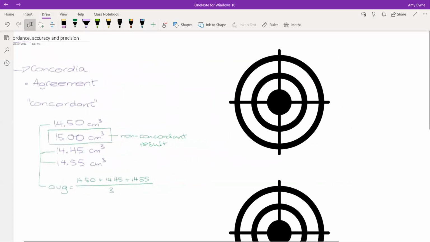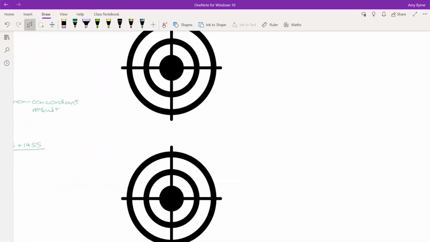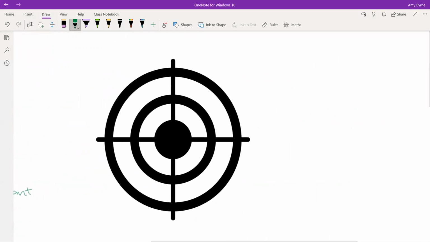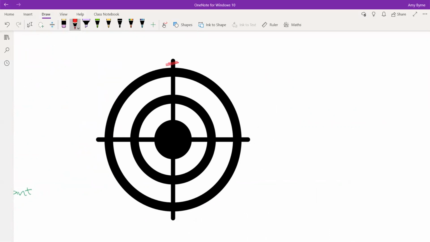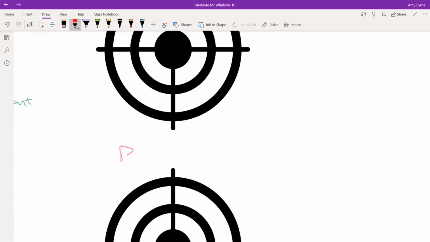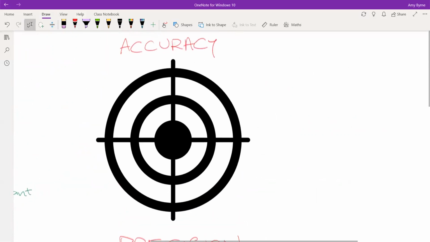Okay, now there's a reason I've got bullseyes over here. Let's talk about accuracy versus precision. So I'm going to switch to red and let me just check. Yes, that is appearing over. So accuracy versus precision. And this does link to the idea of concordance, but in everyday English, accuracy and precision are pretty much translated the same way. They mean the same thing.